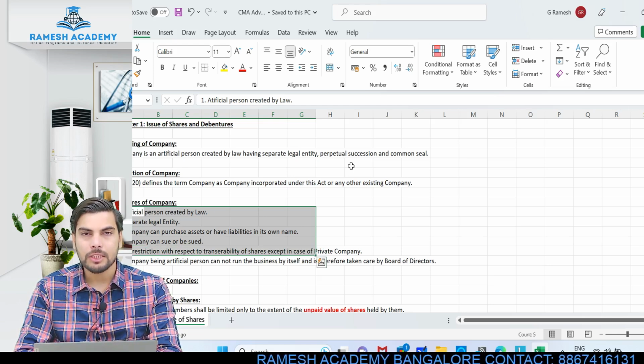There is no restriction with respect to transferability of the shares, but when it comes to a private limited company, can the shares get transferred? No.